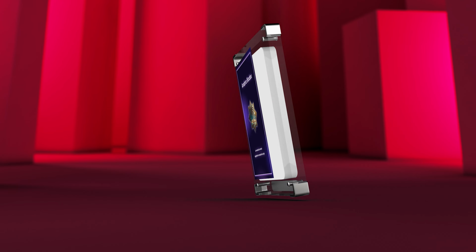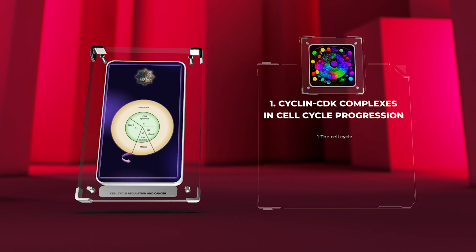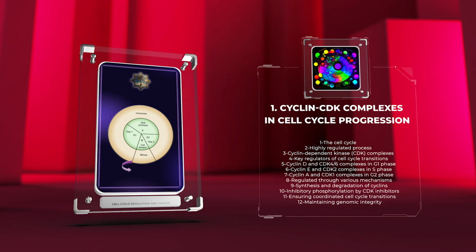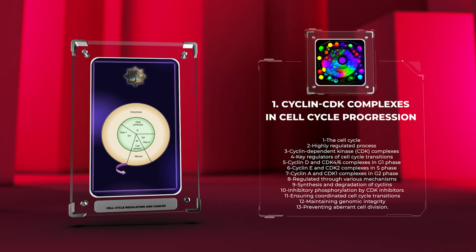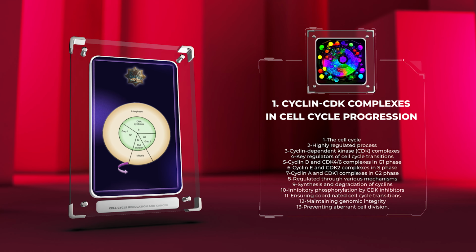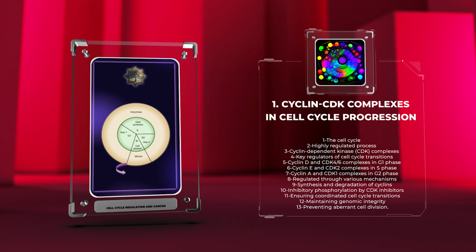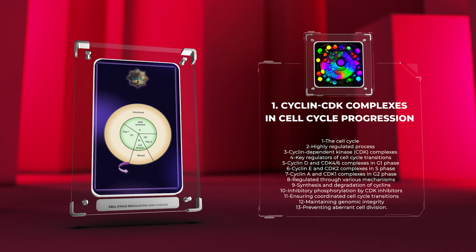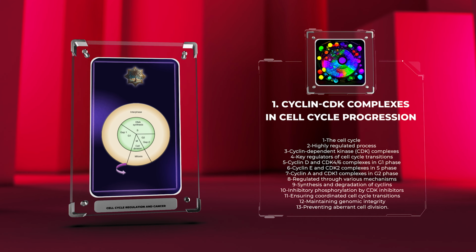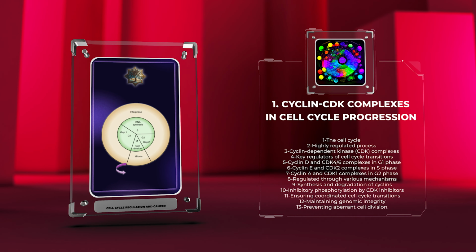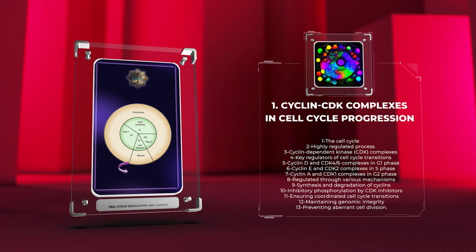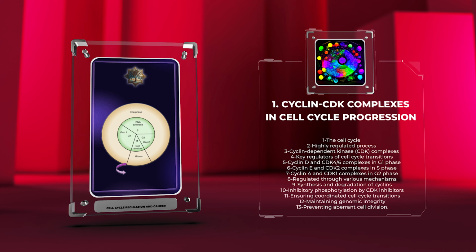The cell cycle is a highly regulated process that ensures the accurate replication and division of cells. Central to this regulation is the activity of cyclin-dependent kinase, CDK, complexes, which consist of cyclin regulatory subunits and CDK catalytic subunits. These complexes serve as key regulators of cell cycle transitions, governing the timely progression from one phase to another. During G1 phase, cyclin D and CDK4/6 complexes promote the transition from G1 to S phase by phosphorylating key substrates that drive cell cycle progression.